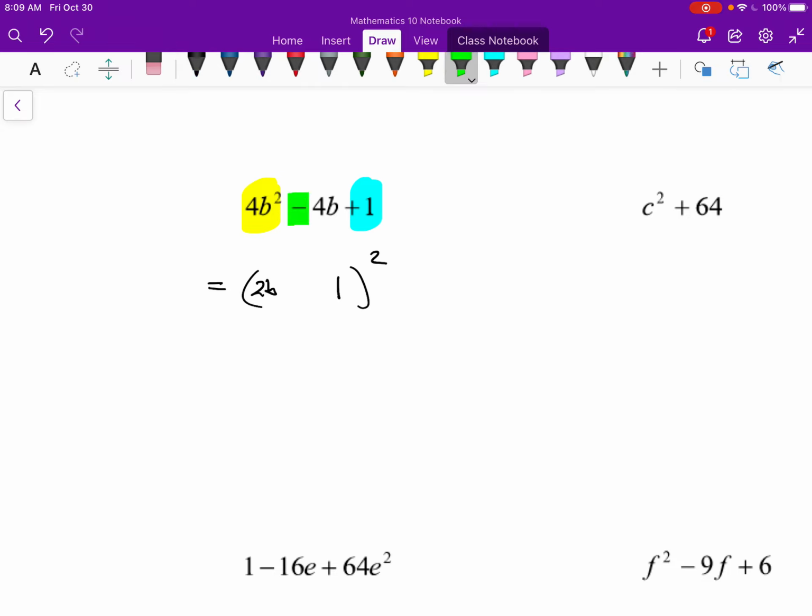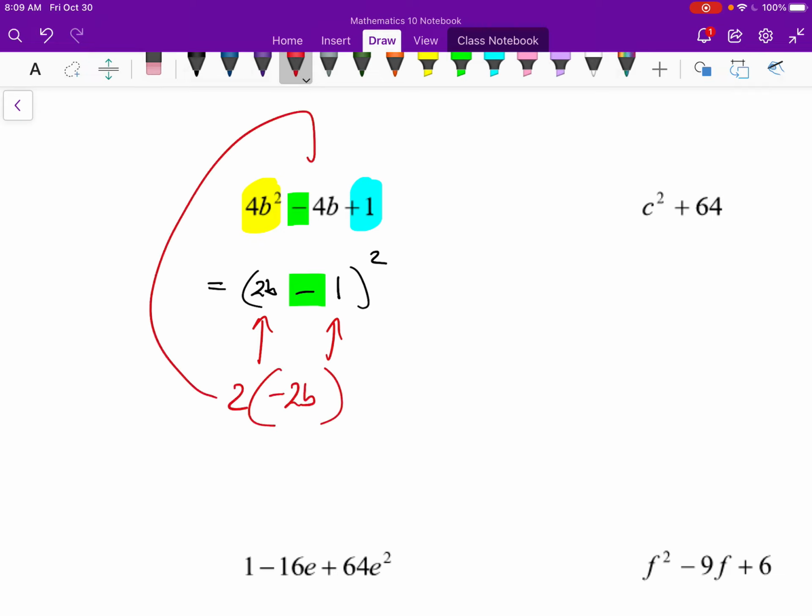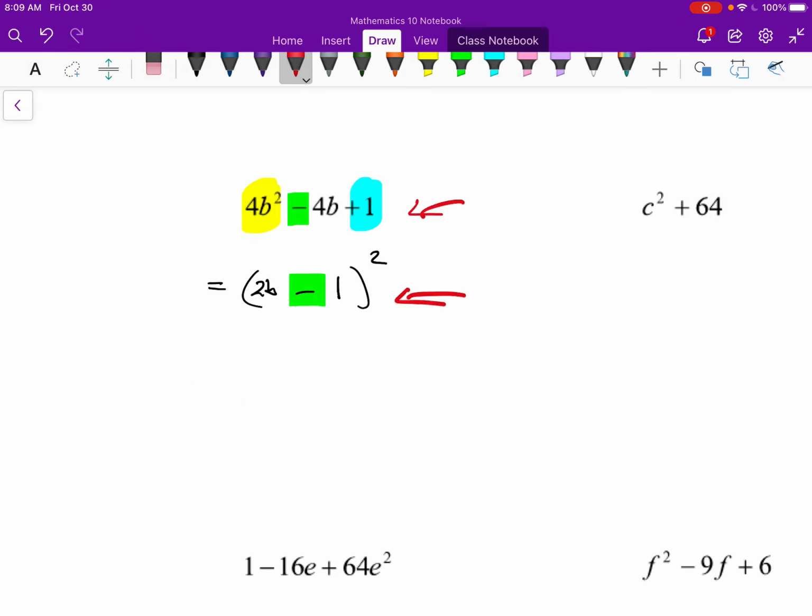And there I'm subtracting the middle term. So if it is a perfect square, I'd be subtracting here. But is that middle term correct? Let's see. The middle term should be 2b times negative 1, which is negative 2b, times 2, which is negative 4b. So I'm correct. So I know that not only is this a perfect square, I know its two factors.